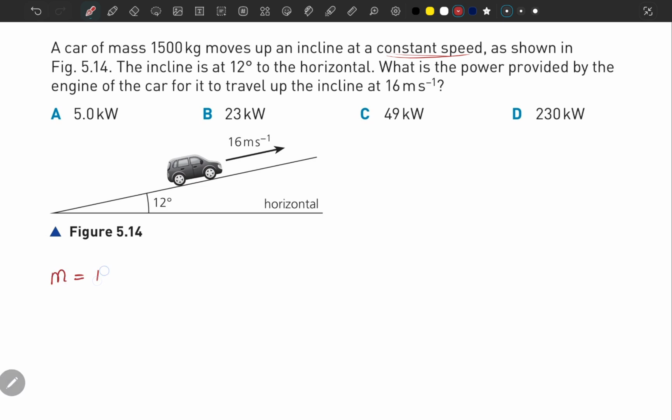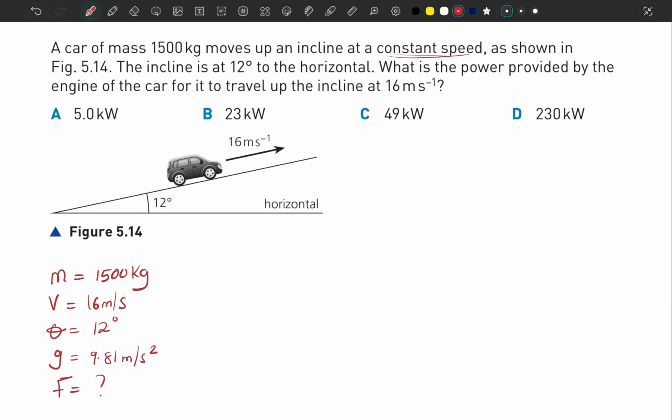So we have the mass, which is 1500. Then we have the velocity, which is 16 meters per second. Then we also have the angle, which is 12 degrees. What else? Of course, we have the acceleration due to gravity, remember, so we have the value of g as 9.8 meters per second squared. Our job is to calculate the force F. This force is the force which is moving this car up the incline. So we need to do some vector resolutions here.